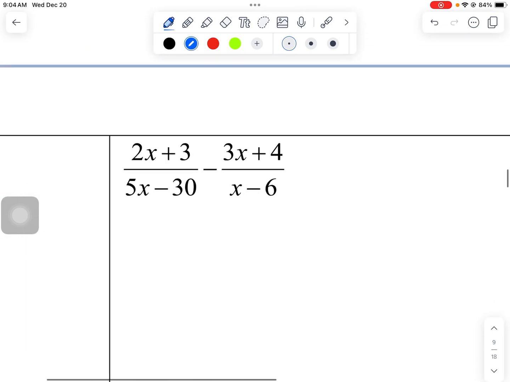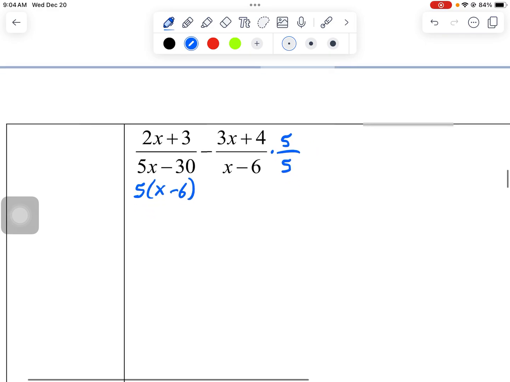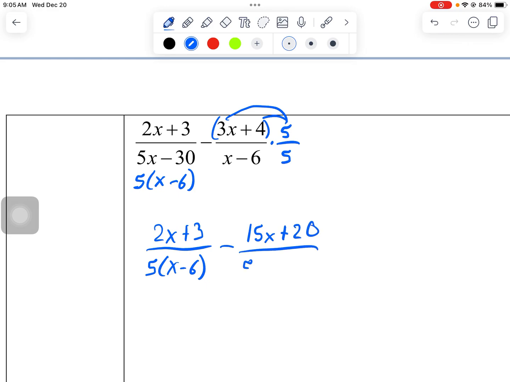All right, last one. This one we see 5x minus 30. We can factor a 5 out of that, so it's 5 times x minus 6. And we do see an x minus 6 over on this one, so the only thing we're missing is a 5. So I'm just going to multiply by 5 over 5. So that first fraction stays the same. 5 times x minus 6 minus, now distribute that 5. It becomes 15x plus 20 over 5 parentheses x minus 6.